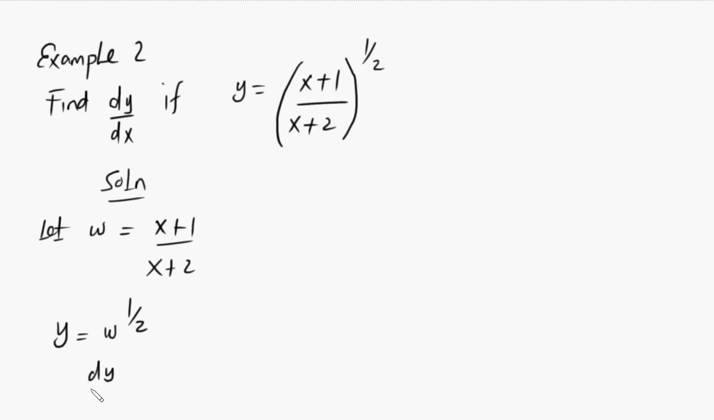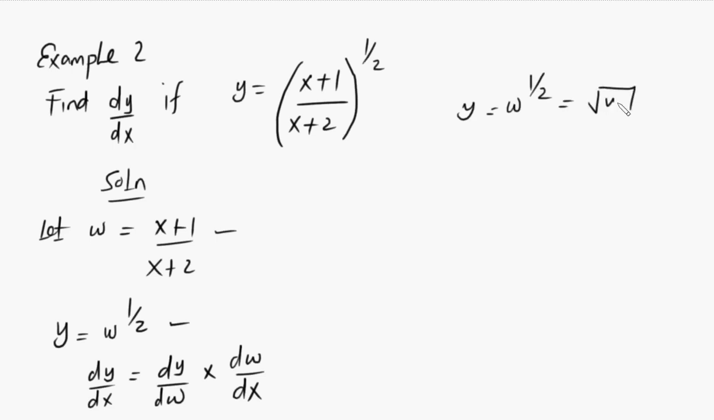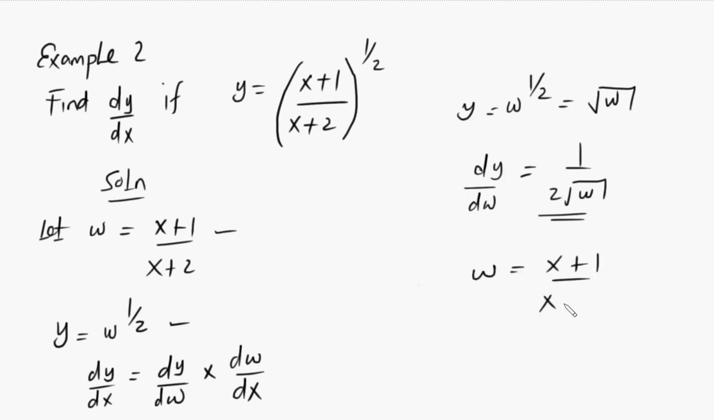Then I can find dy dx by using the chain rule, which is equal to dy dw times dw dx. Now I can find dy dw here and dw dx here. So from this one now y is equal to w to the half. So dy dw, as we have done many times, is just equal to 1 over 2 radical w. Then now we have w equal to x plus 1 over x plus 2. Now this here is a quotient. W is a quotient of two polynomial functions, x plus 1 and x plus 2.